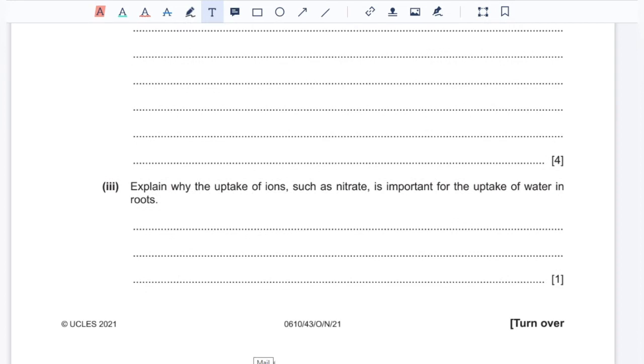3. Explain why the uptake of ions such as nitrate is important for the uptake of water into roots. So as ions will move into the roots, the water potential will decrease. This will allow water to move down the water potential gradient from the soil into the roots by osmosis.